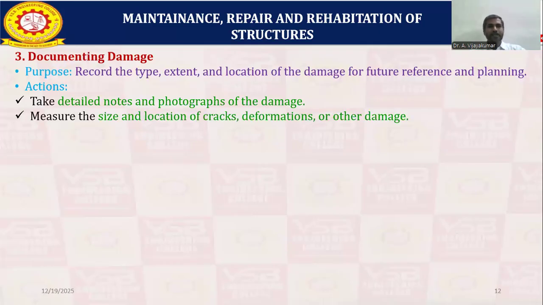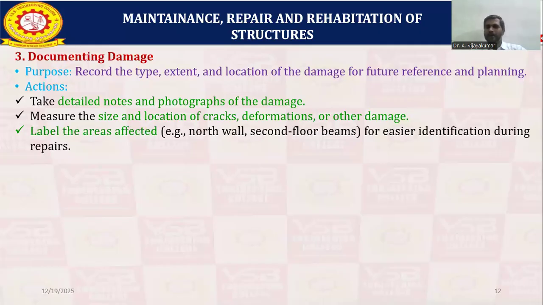Okay. So measure the size and location of the cracks: horizontal, vertical or diagonal cracks, active or passive cracks, and any other visible damage. Everything we should document properly. Label the affected areas, such as north wall or second-floor beam, with some notation. We can give one or two symbols, whatever we can do.